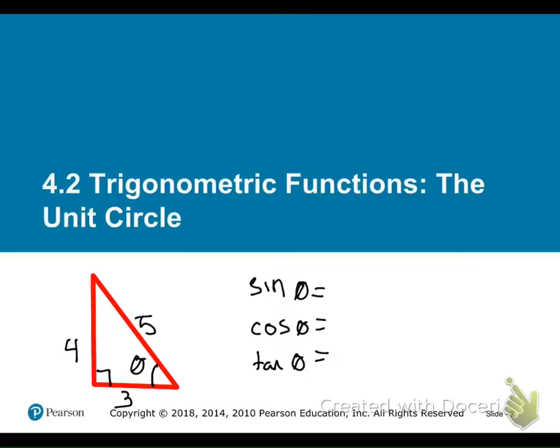When we do sine, sine is what? Opposite over hypotenuse, which means if theta is here, opposite is 4 over 5. So that's all I was looking for. Cosine, adjacent over hypotenuse: 3 over 5. And tangent, opposite over adjacent: 4 over 3.